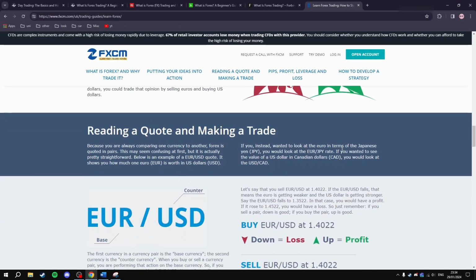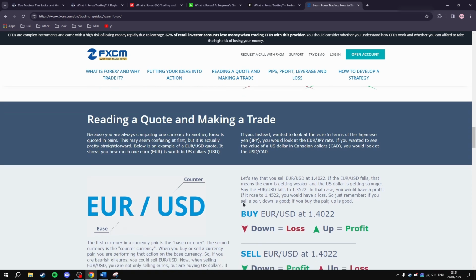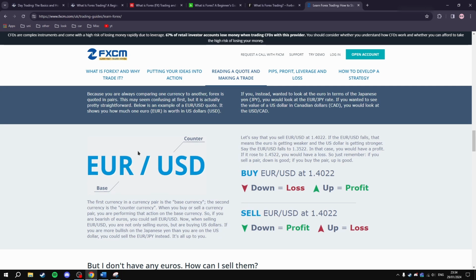Right, okay, so if you instead wanted to look at the euro in terms of the Japanese yen, you could look at the EUR/JPY rate. If you wanted to see the value of US dollar in Canadian dollars, you could look at the USD/CAD. The first currency in a currency pair is the base currency. The second currency is the counter currency.